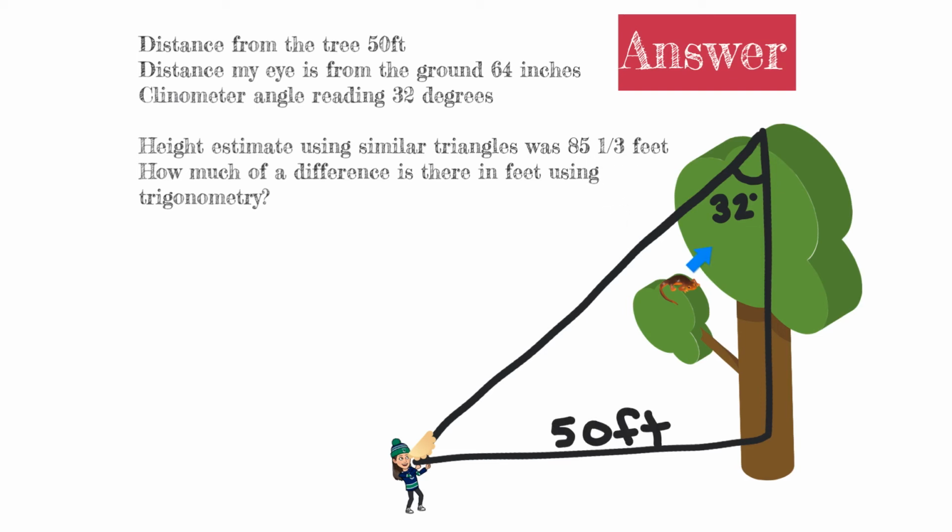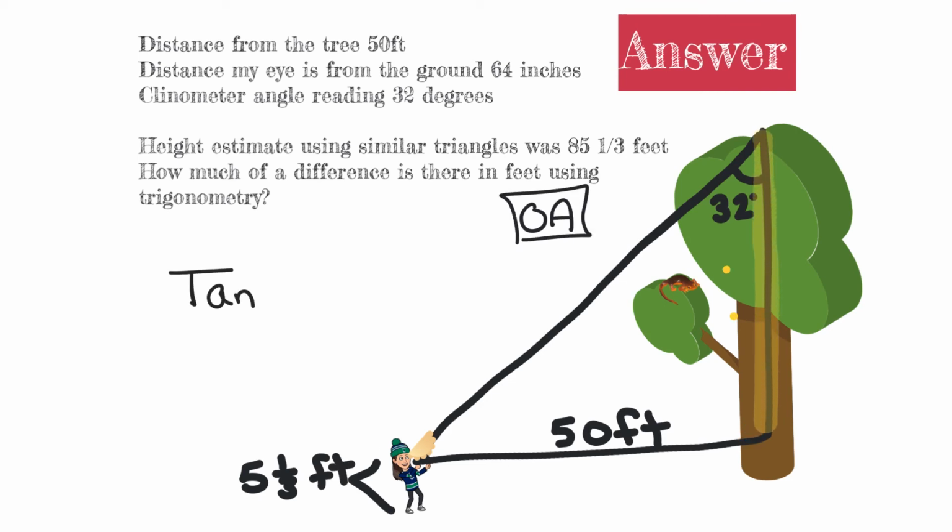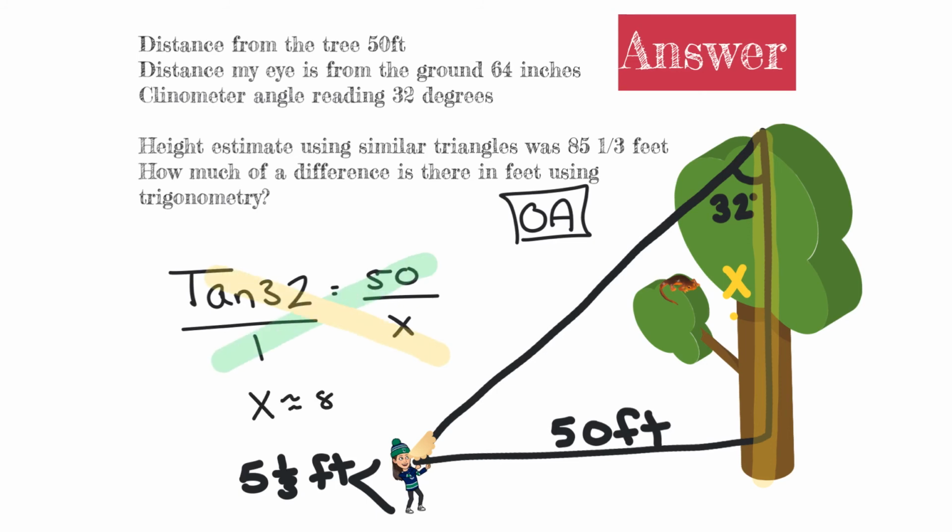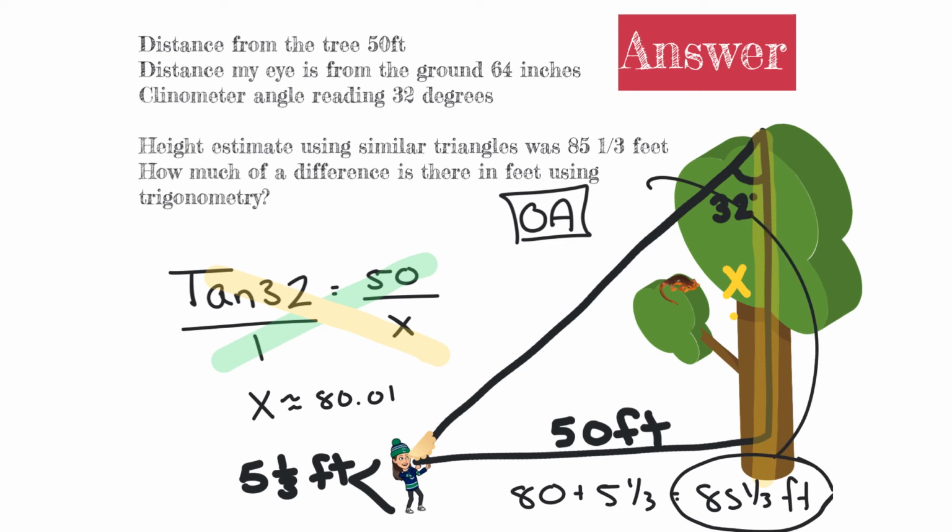So using the angle of 32 and the opposite side of 50, we're going to be able to calculate the adjacent side using the tangent ratio. So I'm going to set it up. Tangent of 32 equals opposite over adjacent. Then what I'm going to do is throw a 1 underneath so I can make this into a proportion, and then I can cross multiply and divide. Once I get my answer, I need to add that 5 1/3 feet because that's the distance from my eye to the ground. So 80 plus 5 1/3 is 85 1/3 feet, which is the exact same thing we got with similar triangles. So look at that, the math really does work.